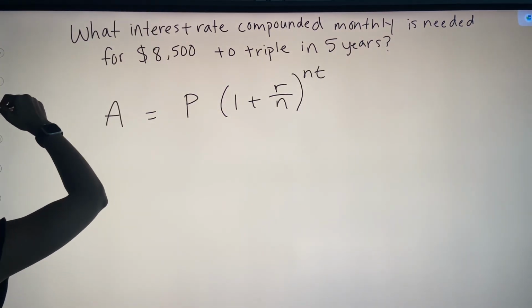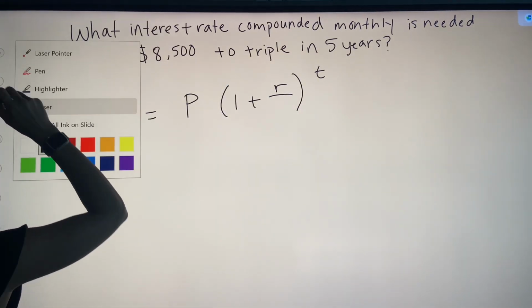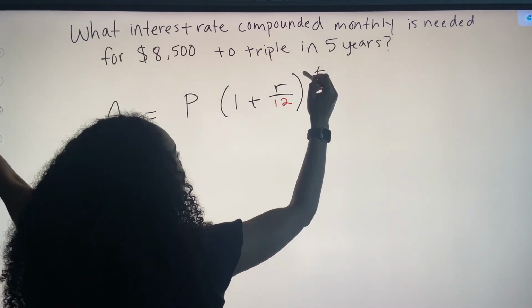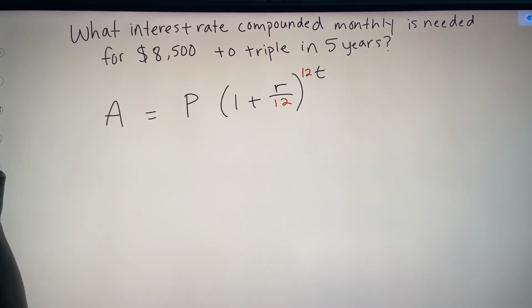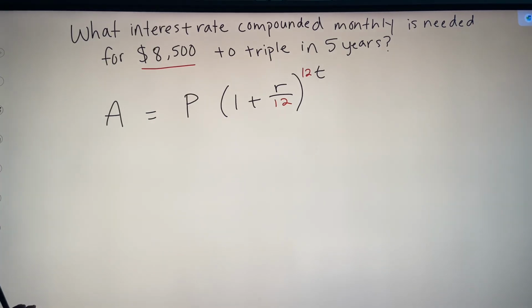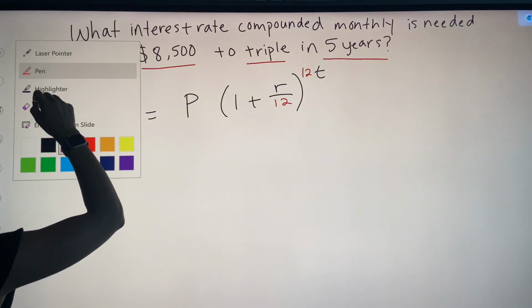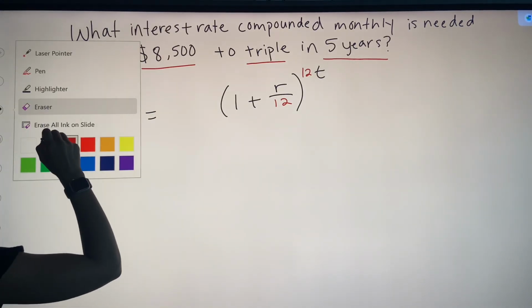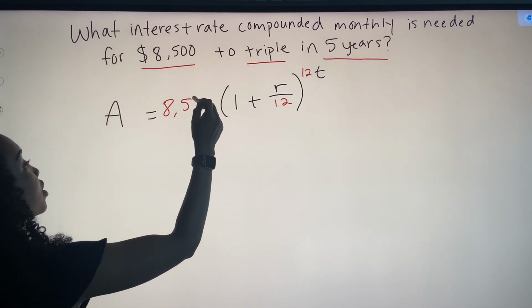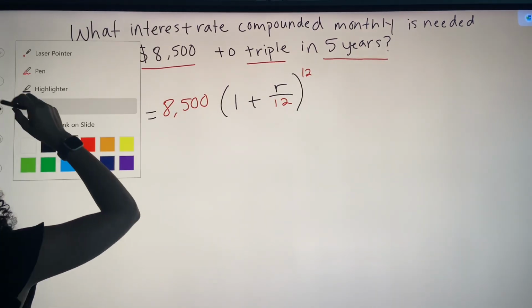And if it's monthly, I know that this N is 12. Okay. So what interest rate compounded monthly is needed for $8,500 to triple in 5 years? So I know that my initial investment is $8,500, and I want to know how long it'll take to triple.